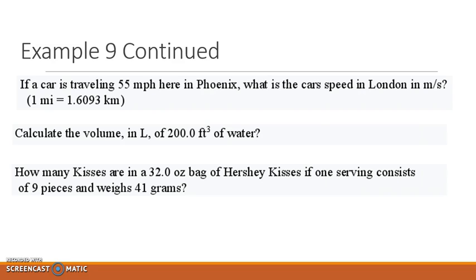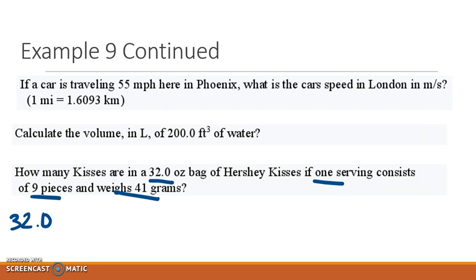So there's a lot of numbers being thrown at you, but really when it comes right down to it, what is it you're actually trying to convert? What's the defined amount that you're starting with, that you need to convert? So you're given three numbers, 32 ounces, 9 pieces, and 41 grams. These last two pieces of information, if you really think about it, they're conversion factors. So for example, if you read it, it says if one serving consists of 9 pieces, it weighs 41 grams. So those are all equalities. Those are conversion factors. So we're not going to start with those. What number we're going to start out with is this 32 ounces.